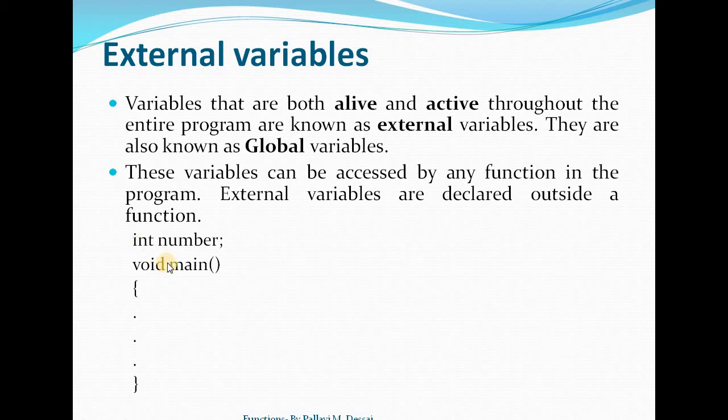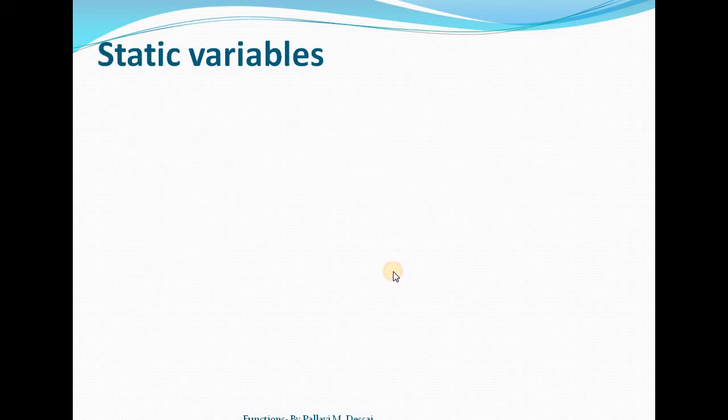So in this given example, the variable number can be used by the void main function and also by other user-defined functions. The keyword for the external storage class is extern. But by default, if we declare any variable as global, there is no need to specify the keyword extern. Next we shall see the third storage class, that is static variables.